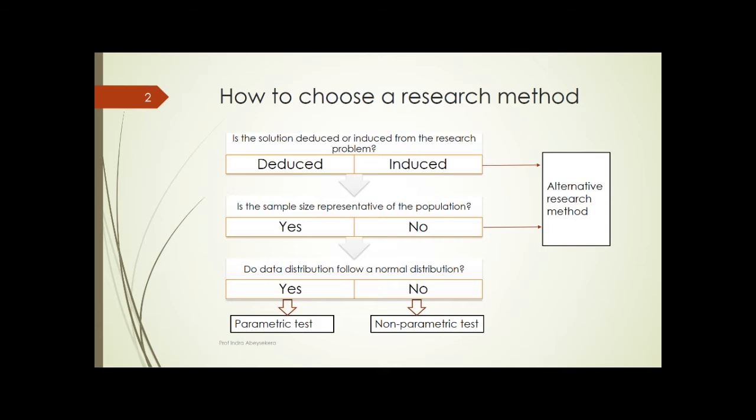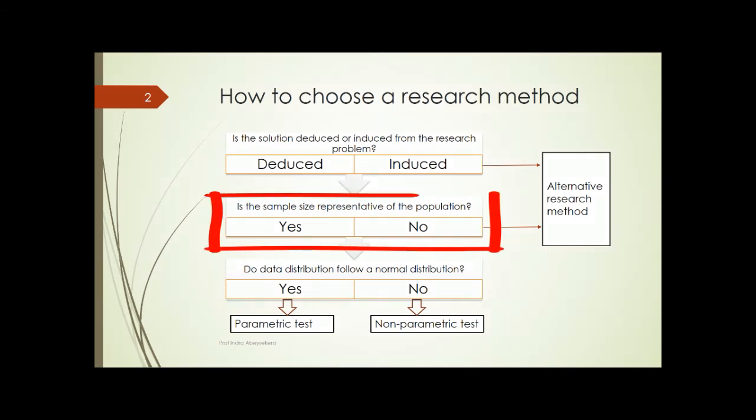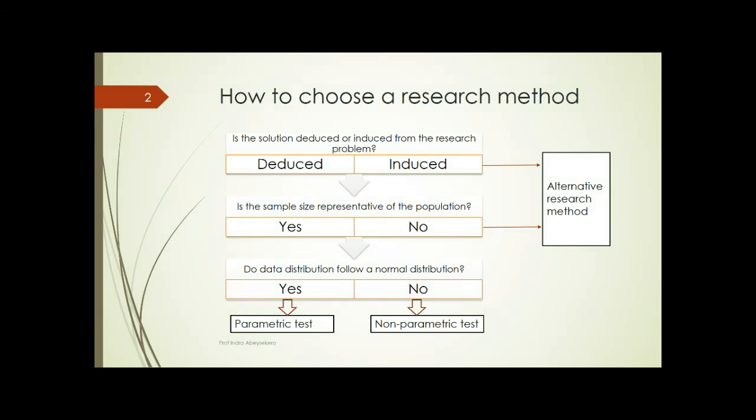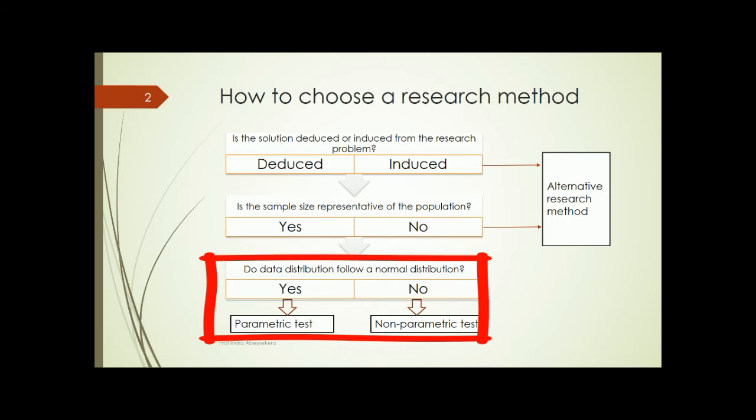But the second question we ask is, is the sample size representative of the population? If the answer is no, then we will resort to alternative research methods. If the answer is yes, we progress to the third question and ask, does the data distribution follow a normal distribution? We're going to use the scientific approach.